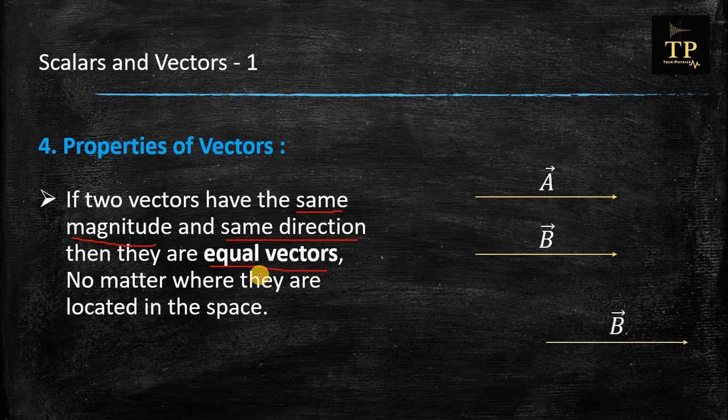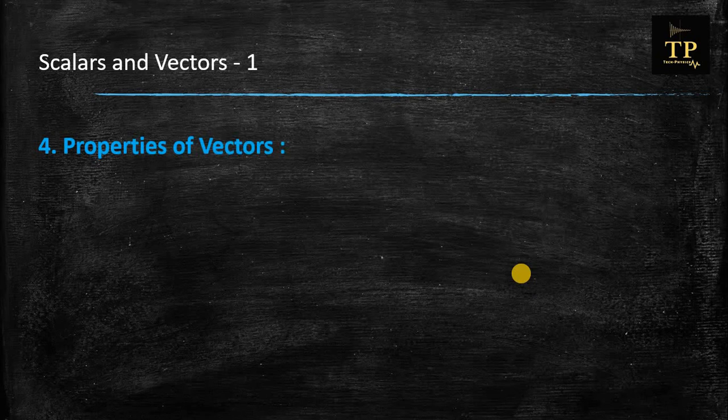So let us suppose b bar would have been here, then also it would be a parallel vector. Why? Because here also a bar and b bar have equal magnitude, only the location has changed. So we can say that it doesn't matter where they are located in space, but they should only have the same magnitude and same direction. So here we can say that a bar is equal to b bar. Understood? Let us go ahead.